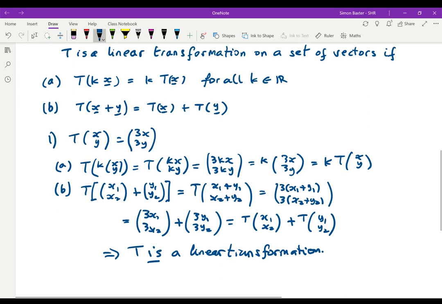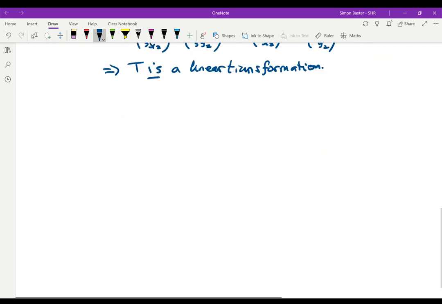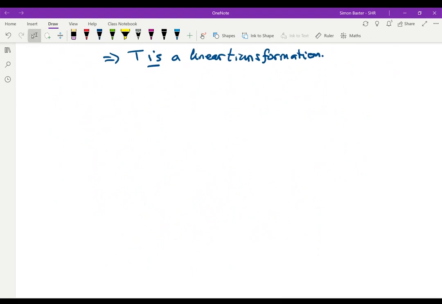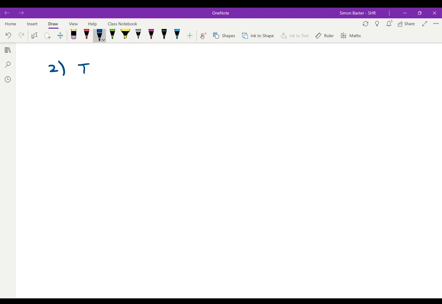Okay, let's look at another one. Let's suppose we take the transformation T to be T of (x, y) equals (x minus 1, y plus 2). That looks nice and easy, and as if we ought to be able to think of that as a linear transformation. Let's see if it works.